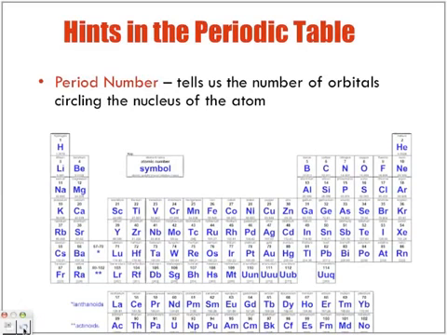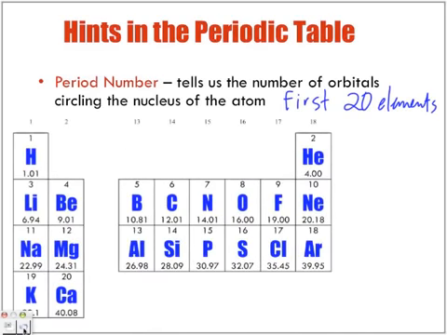So, as I just said, the period number tells us the number of orbitals circling the nucleus of the atom. And again, we're looking at this in terms of the first 20 elements. So we've got period number 1, 1 shell. Period number 2, a second shell. Period number 3, a third shell. Period number 4, a fourth shell. So, the first shell can fit how many electrons? We've said the first one can only fit 2. Why? Because we only have 2 atoms that have only 1 shell.